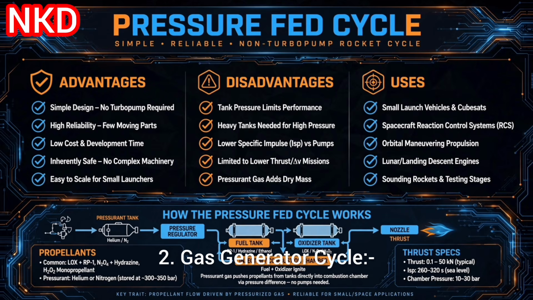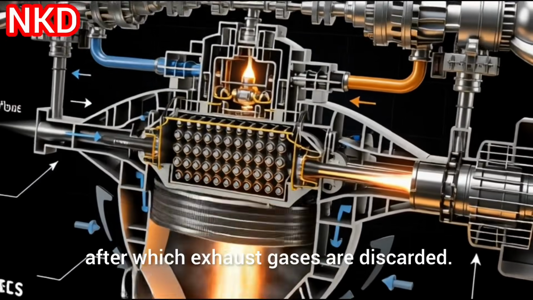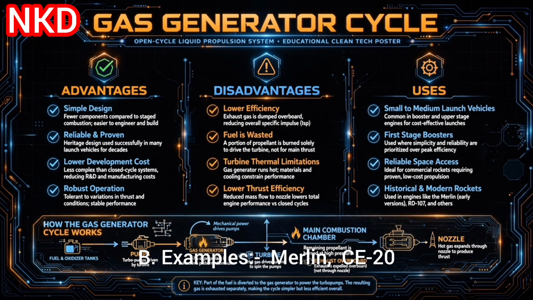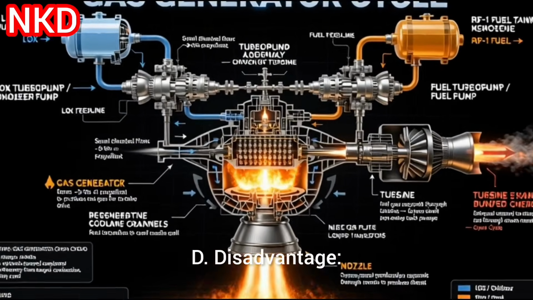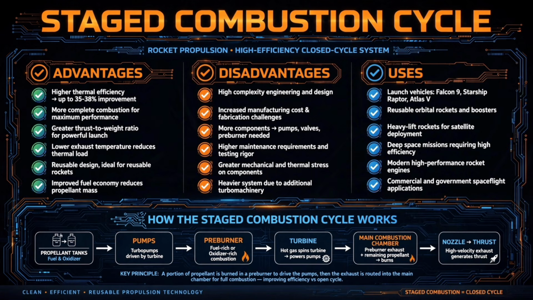2. Gas generator cycle. A small portion of propellant powers a turbine, after which exhaust gases are discarded. B. Examples: Merlin, CE-20. C. Advantages: simplicity, reliability. D. Disadvantage: slight efficiency loss. 3. Staged combustion cycle. A. Instead of discarding turbine gases, they enter the main combustion chamber. B. Advantages: higher efficiency, higher chamber pressure, better performance. C. Disadvantages: complex engineering, higher development cost.